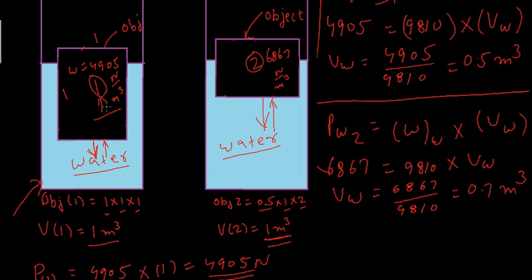Okay, alright, so now what it means is if this object has displaced 0.7 meter cube of water and this object has displaced 0.5 meter cube of water, it means the object is that much inside the water. Whatever amount it is inside the water, it will displace that much, isn't it? So if object 1 has displaced 0.5 meter cube of water, then it is that much inside the water.